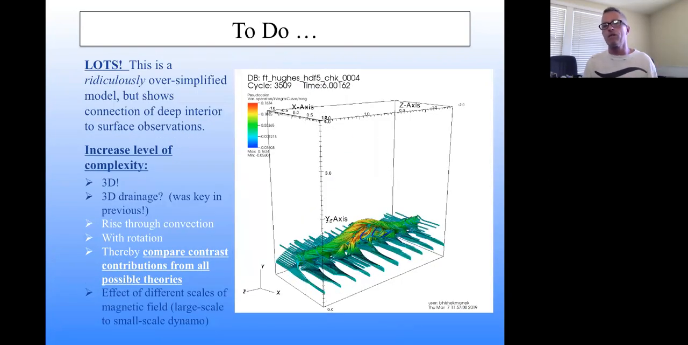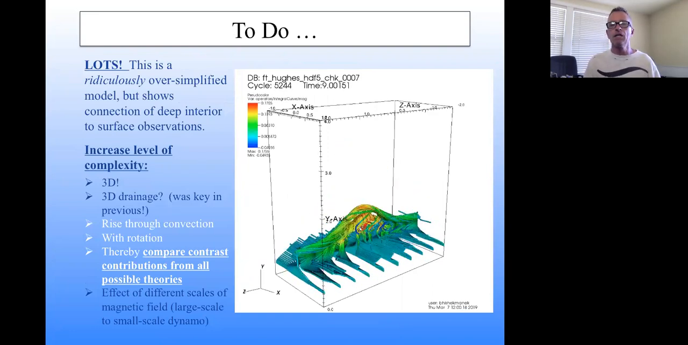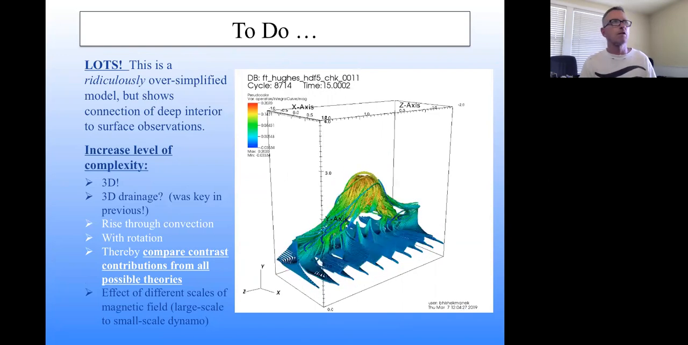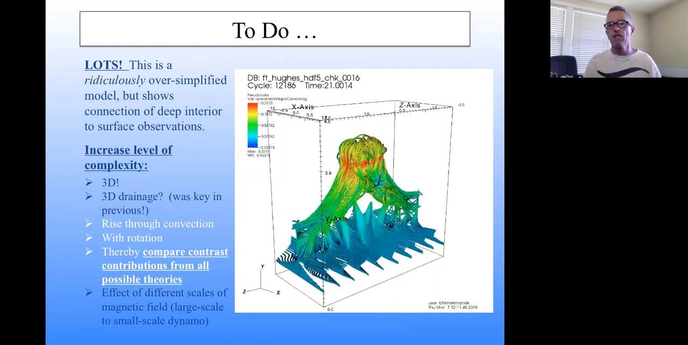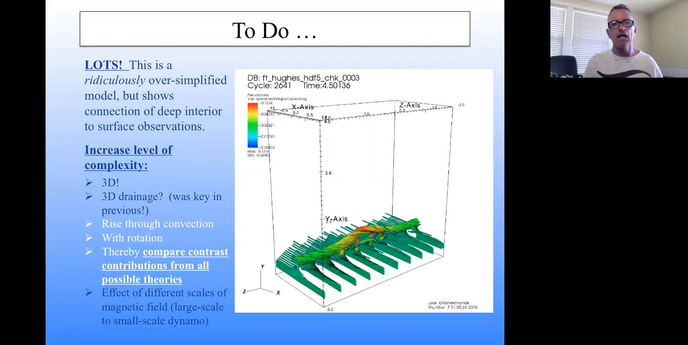Obviously, what we did was two-dimensional. Really, you need to do three-dimensional problems. And like I said, if you want to start figuring out which is the dominant mechanism, you have to start throwing in things like convection and rotation. So there's lots of work to be done on this, and we're doing it.